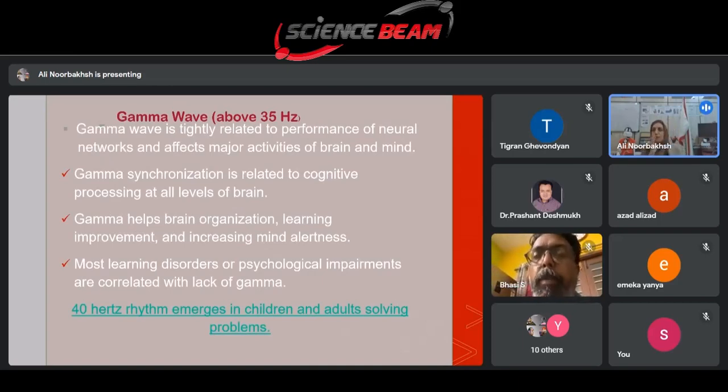And gamma wave. Gamma wave is tightly related to performance of neural network and affects major activity of brain and mind. Gamma synchrony is related to cognitive processing at all levels of brain, and gamma helps brain organization, learning improvement, and increased mind alertness. Most learning disorders or psychological impairments are correlated with lack of gamma, and 40 Hz rhythm emerges in children and adults solving problems.